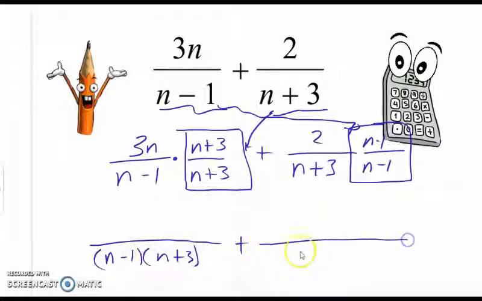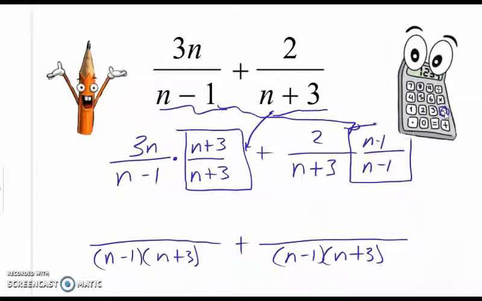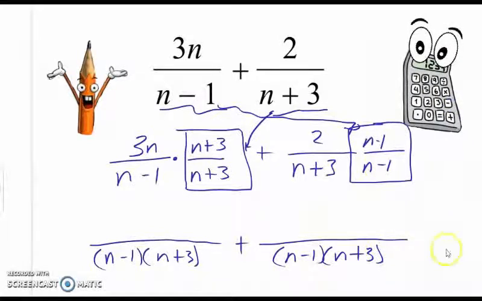And what you're going to do with these equations is distribute the n plus 3 and n minus 1 to both sides. And for your denominators, all you got to do is write n minus 1 and n plus 3. And you already have your denominator. So now let's try and figure out the numerators.